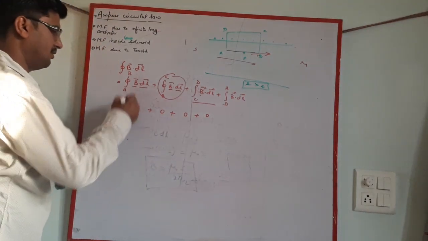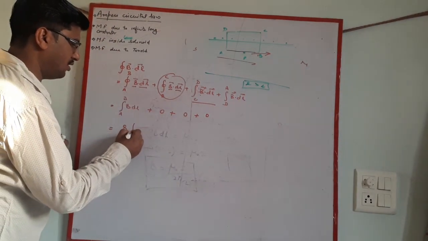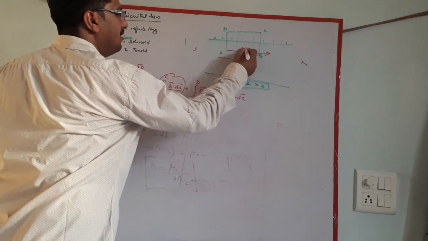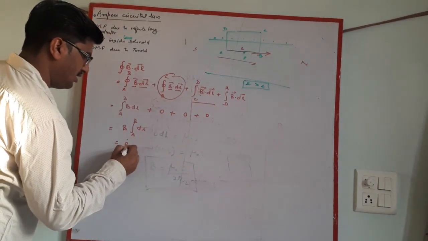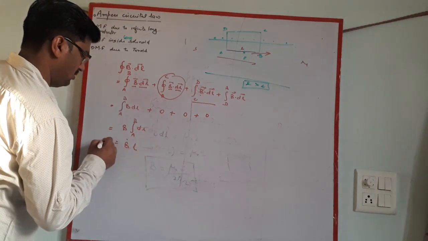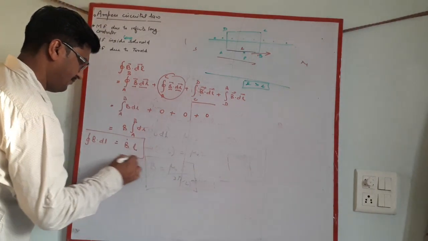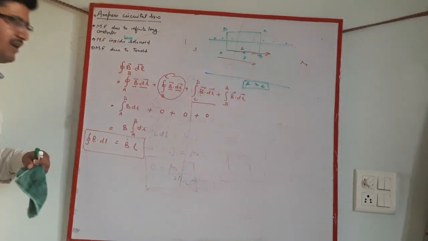What are we left with? B is constant and comes out, so the integral of dl from A to B. If this length is L, then B into L. This is the line integral of the magnetic field, B dot dl.